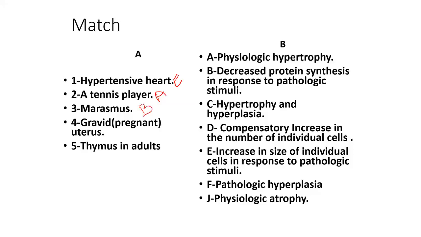Fine. Pregnant uterus: hypertrophy and hyperplasia occurring together. Very good. Thymus in adults: it is a physiologic form of atrophy, occurring in lymphoid organs. It is J. Fine? Very good.